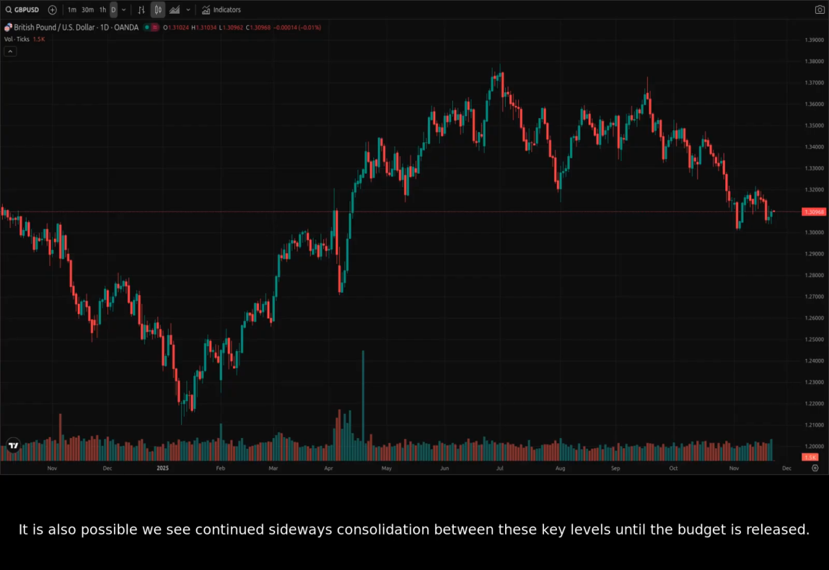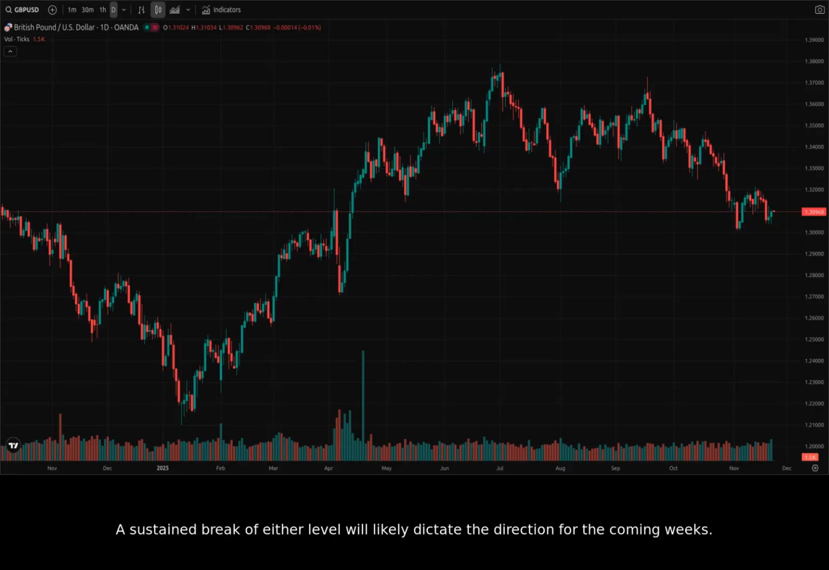It is also possible we see continued sideways consolidation between these key levels until the budget is released. The key thing to watch is the price reaction at the 1.3040 support and the 1.3150 resistance. A sustained break of either level will likely dictate the direction for the coming weeks.